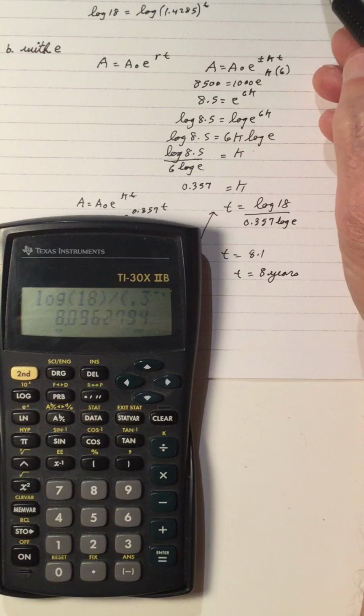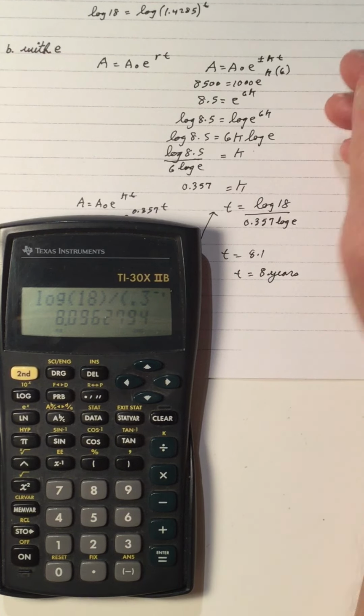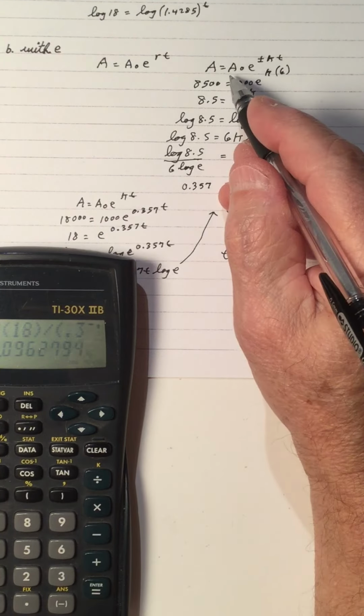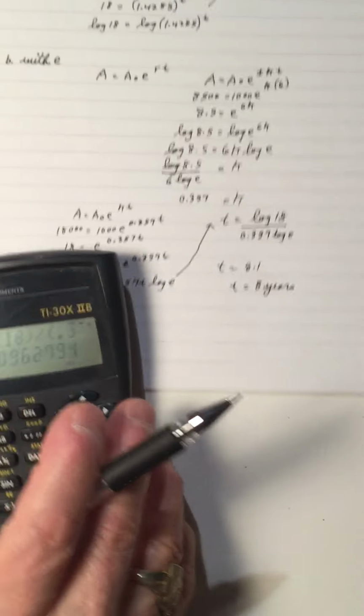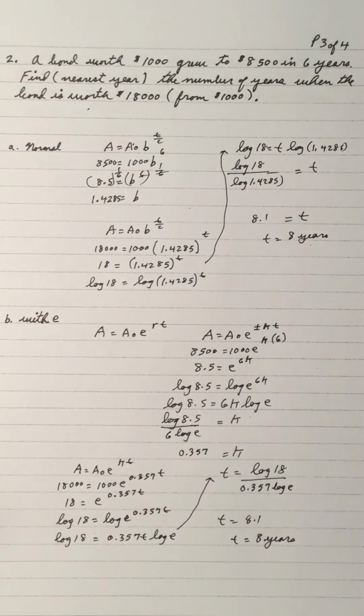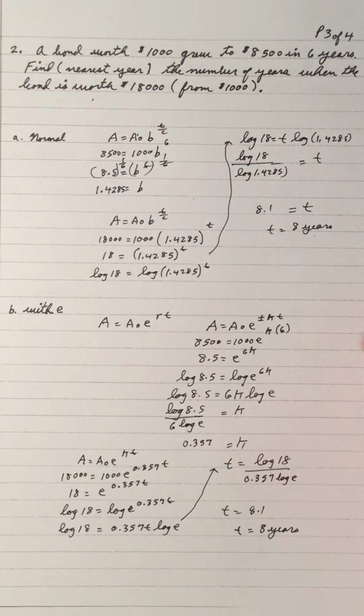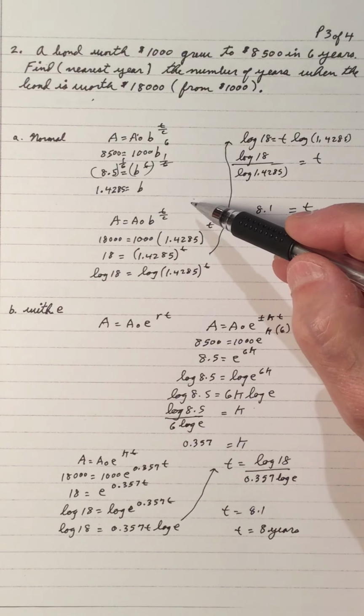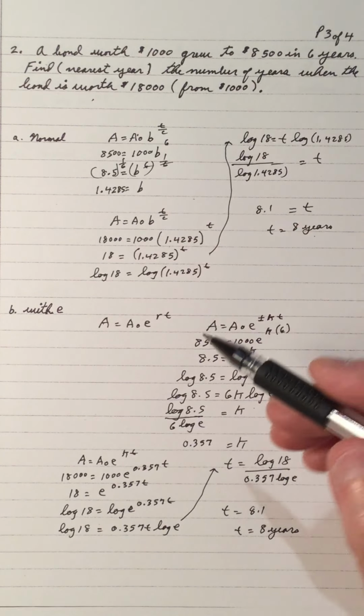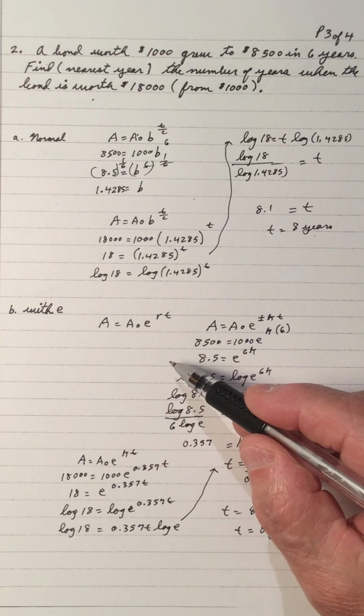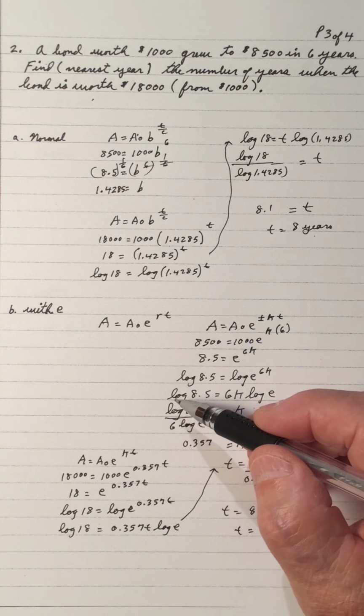Again, the same answer is here as here, only I worked it out with E. Here I worked it out. Whoops. Bring the paper back down. So this is the normal way when you use just a base. This is when you use E, like it's continuously being compounded, continuously growing.